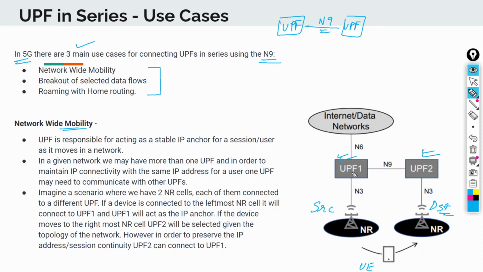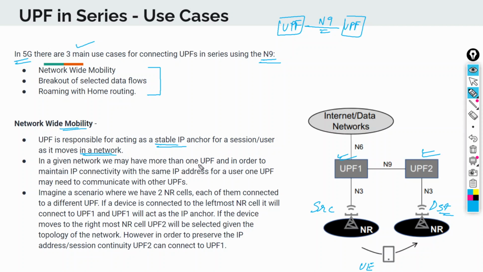Remember, I had mentioned that in 5G, you would want to select the most optimal UPF, which is closest to the subscriber, for the best possible latency, minimum latency, and best possible user experience, right? With that background, let us now read this text. The UPF is responsible for acting as a stable IP anchor for a session as the user moves in a network, right?